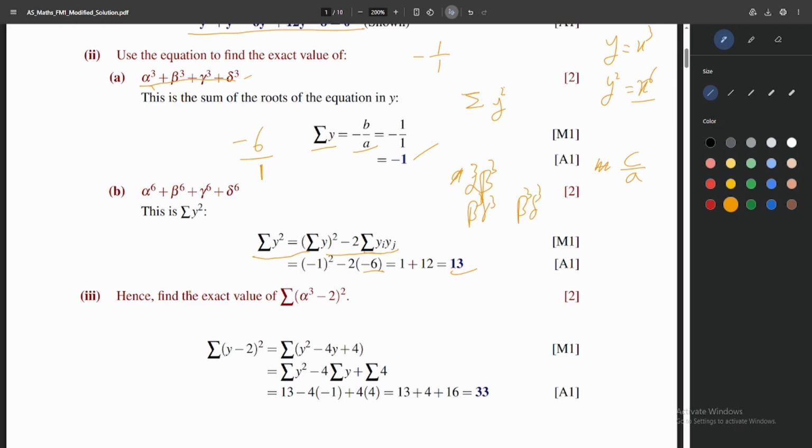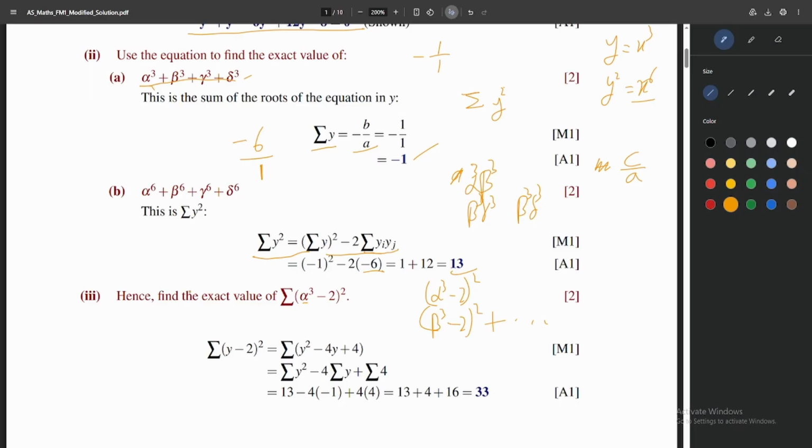Next question asks us to find the exact value of alpha cubed minus 2, whole squared. Again, it basically wants the sum over all the roots: alpha cubed minus 2 whole squared, plus beta cubed minus 2 whole squared, plus gamma cubed, and so on. So all these 4 sums.